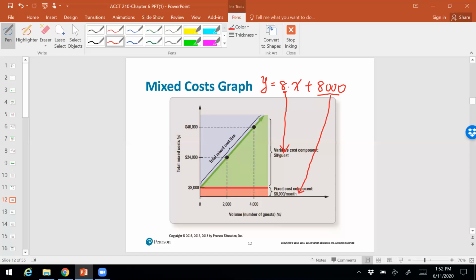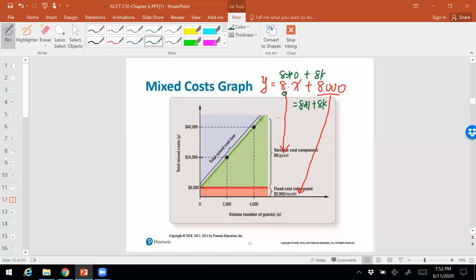And why do we need this? Because first, you know how to interpret it: if nobody comes in, if x is 0, you still have to pay 8,000 as the fixed cost. If you have one more guest, it will increase by $8, right? So if you have one guest, it will be 8 times 1 plus your 8,000, right?